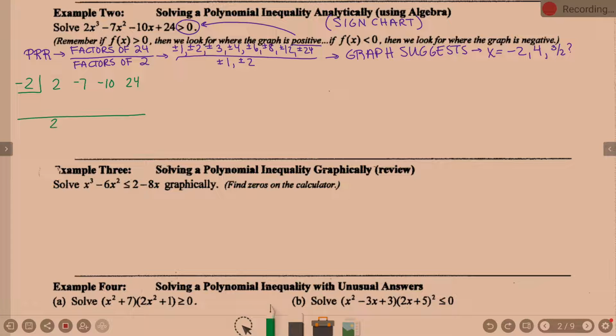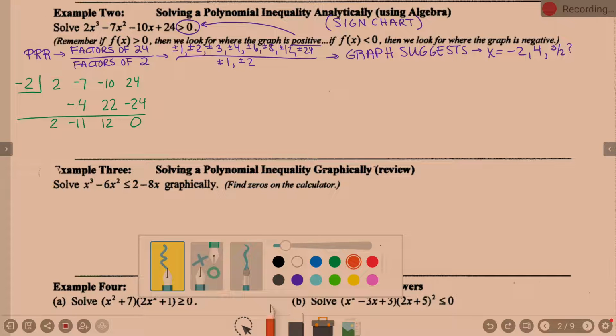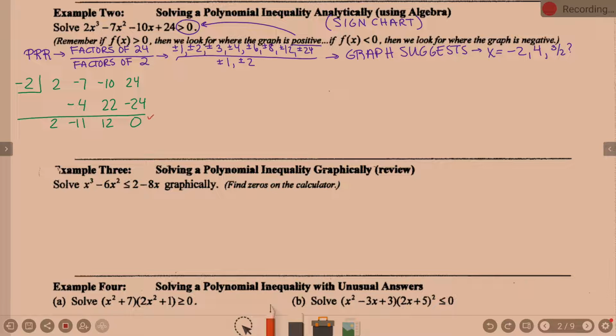Drop the 2, multiply. -2 times 2 is -4. Add, -7 and -4 is -11. Multiply, -2 and -11, 22. Add, -10 plus 22 is 12. Multiply, -2 times 12, -24. Add, and we get 0. So what do we know? 0 is a good thing. -2 works. If -2 works, what factor does that represent?